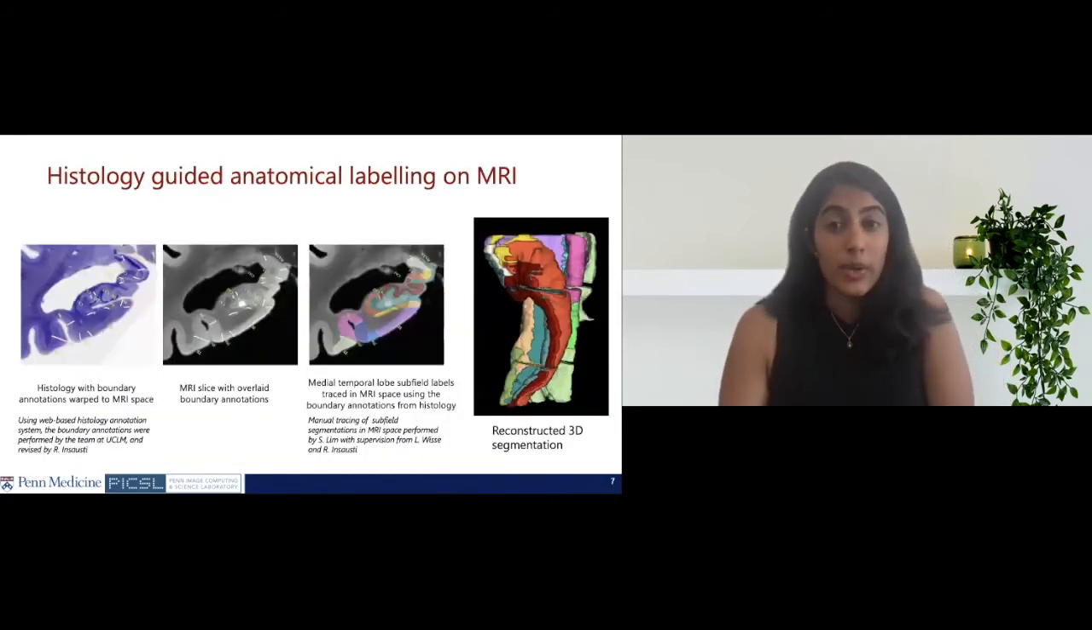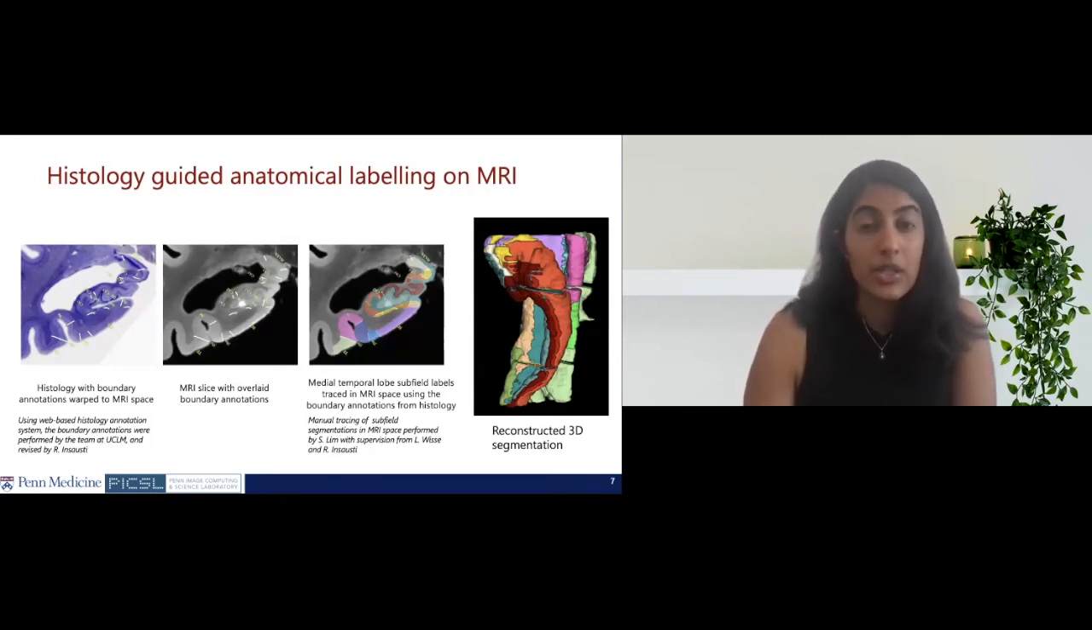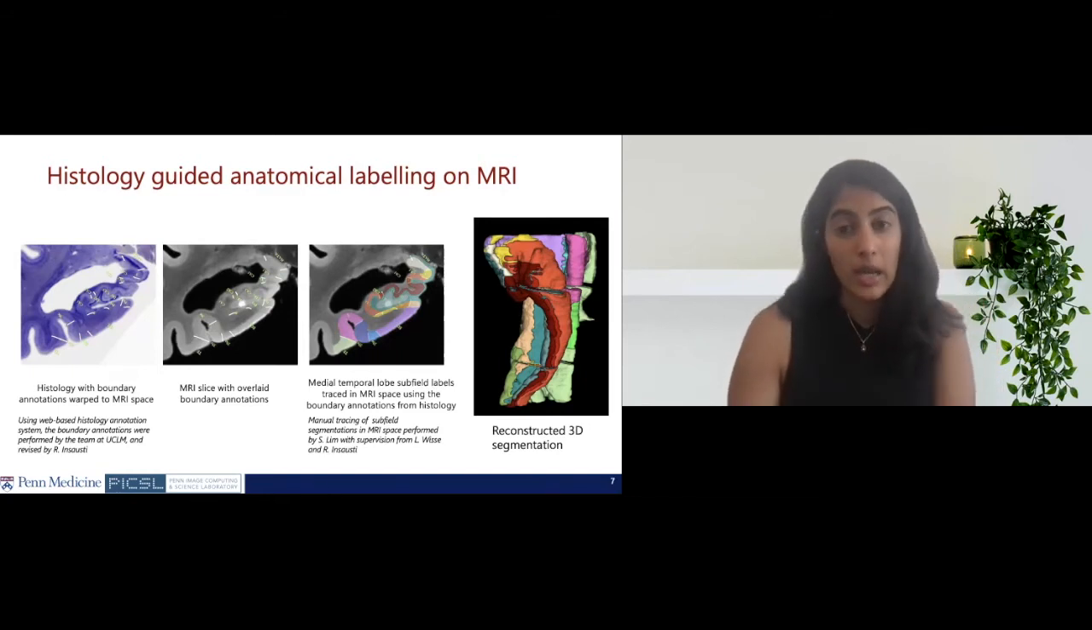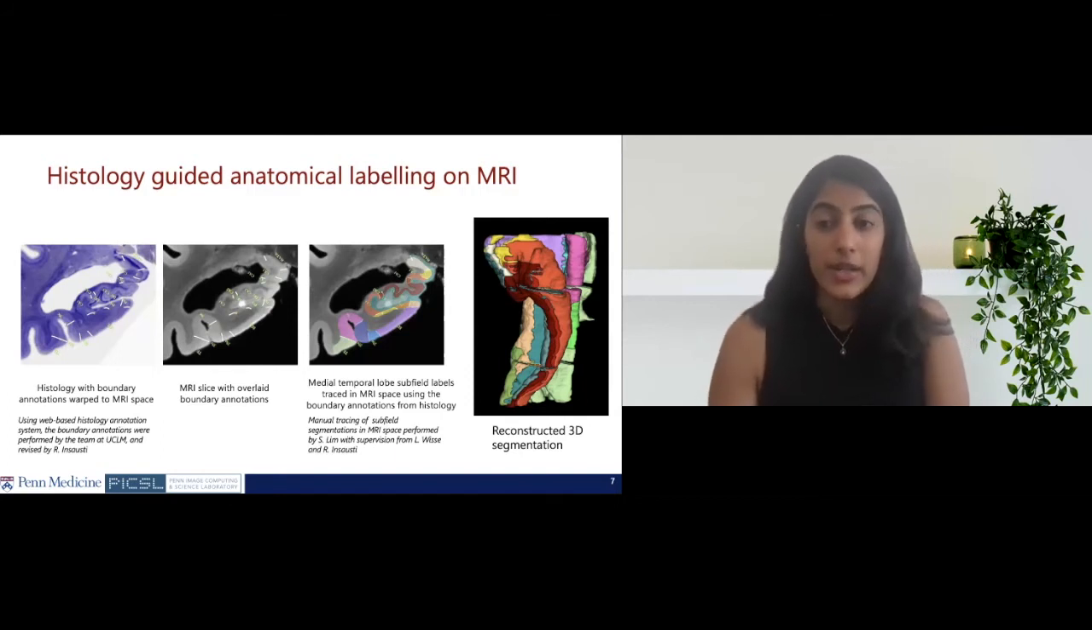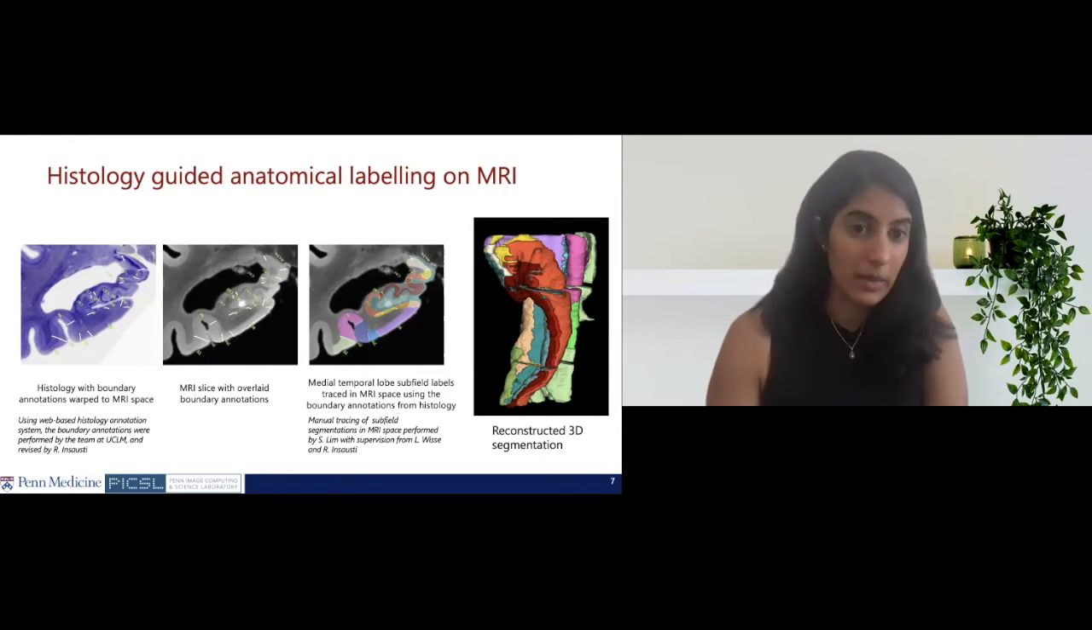One of the objectives of this work is to label the subregions in the MTL based on cytoarchitectural boundaries defined in histology. Our collaborators at the University of Castilla-La Mancha in Spain marked the boundary annotation between MTL subregions directly on the histology images. Once the histology and MRI scans are aligned, as shown in these images, the MTL subregions are then manually traced in MRI space using the boundary annotation from histology. The figure on the right shows an example 3D reconstruction of the final histology-based subregion segmentation.